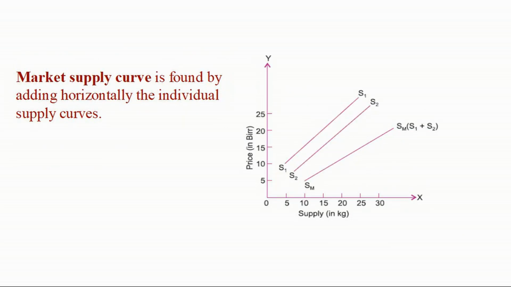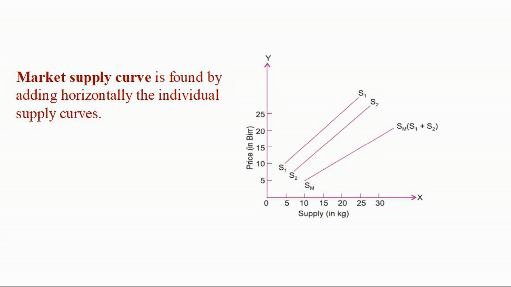The market supply curve. It is found by adding horizontally the individual supply curves. As we did in the individual schedule, we are going to add each individual supply to the market, and that will give us the market supply of the commodity.